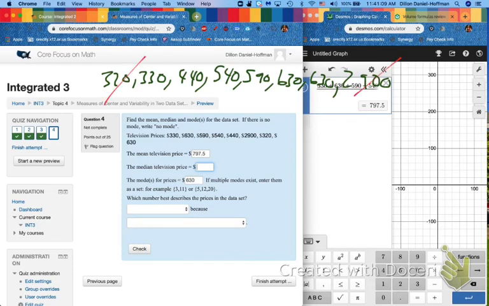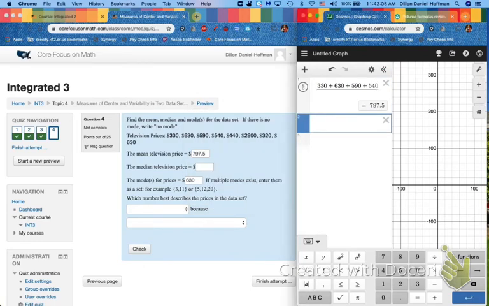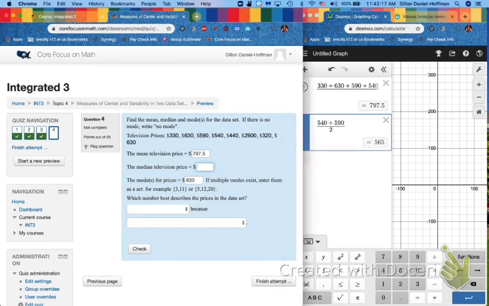1, 2, 3. Okay, right in between 540 and 590. Let's figure that out. Again, you could pause if you needed, for some reason, needed to see that. 540 plus 590. Again, I'm hitting the slash first to get this easy. 565. All right, so for the final question of this assignment, which number best describes this data set?